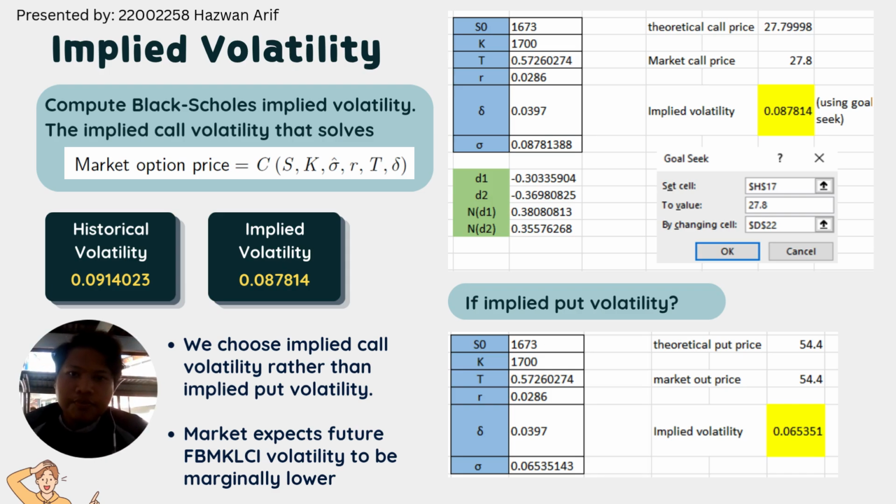So here we will compute the Black-Scholes implied volatility, and I computed using the call implied volatility and the put implied volatility. But we only choose the call volatility because the percentage difference in the market for the call is much lower than for the put. So here you can see that our implied volatility is 0.087814. Actually, the market expects future FBM KLCI volatility to be marginally lower because the options are priced based on future expectation, and the lower implied volatility suggests an expectation of more stable price movement.